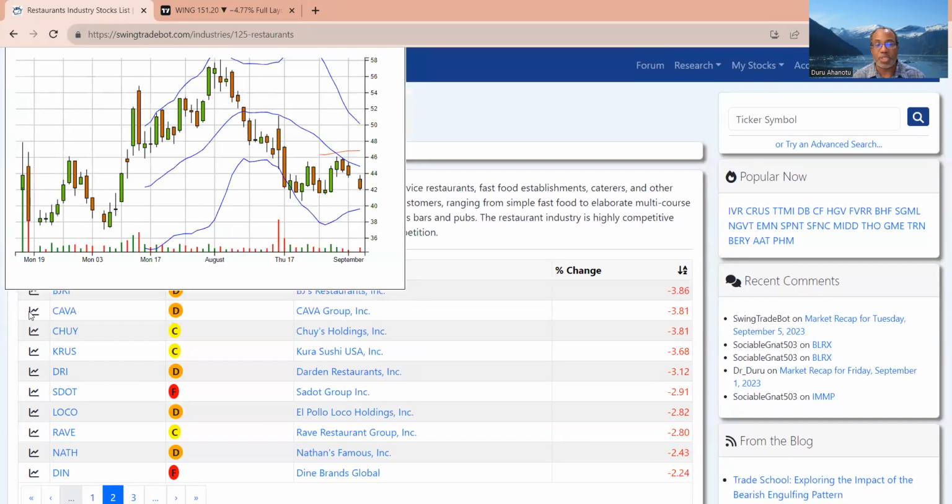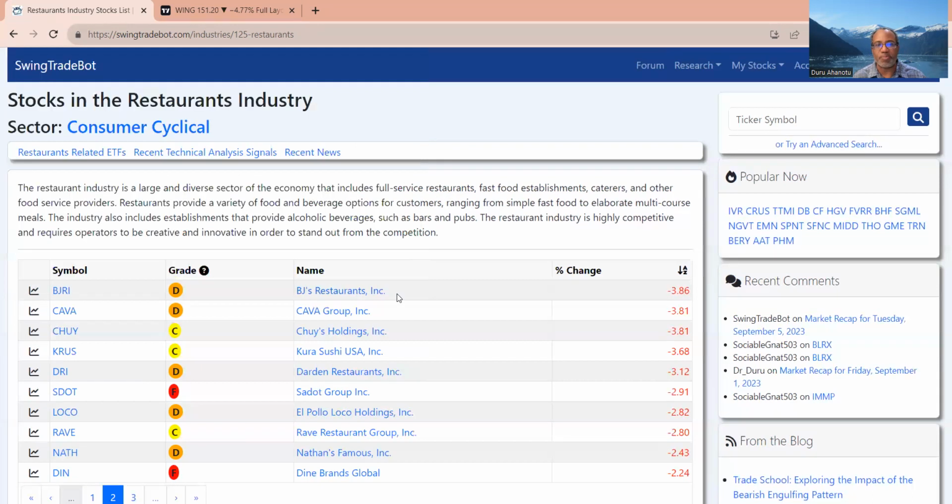BJ's, Kava, which is a recent IPO. I wouldn't go after this just because of the recent trading history, and sure, it had a bad day, but it's not really bearish unless you really want to be aggressive at chasing that downtrending 20-day moving average. And I think that's good enough for now. I think you get the point.